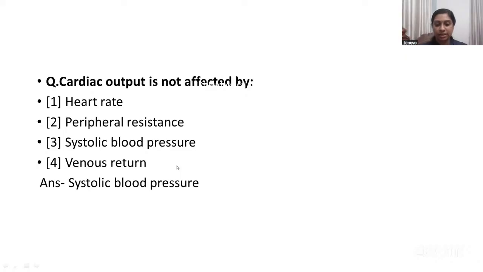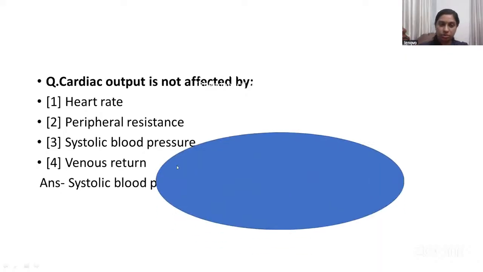So what is cardiac output? It's the amount of blood pumped by the heart in 1 minute. The amount of blood pumped by the heart in 1 minute is what we call cardiac output. That's the basic definition of cardiac output.